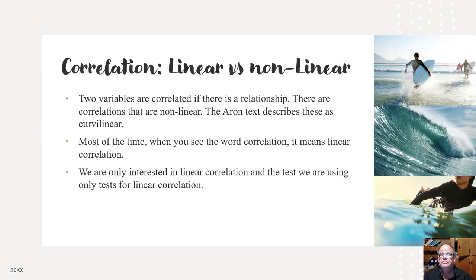Okay, correlation, linear versus nonlinear. So two variables are correlated if there is a relationship, pretty much any kind of relationship, really. There are correlations that are nonlinear. The Aaron text describes these as curvilinear. However, most of the time when you see the word correlation, what is meant is linear correlation. Here in this class, we are only interested in linear correlation. In the test, we are using only tests for linear correlation.